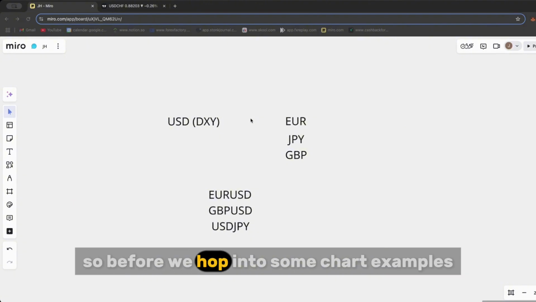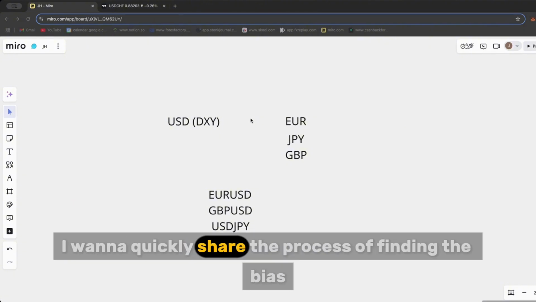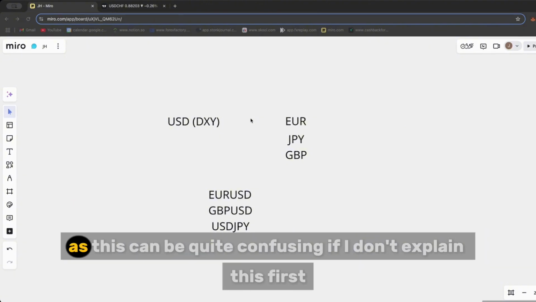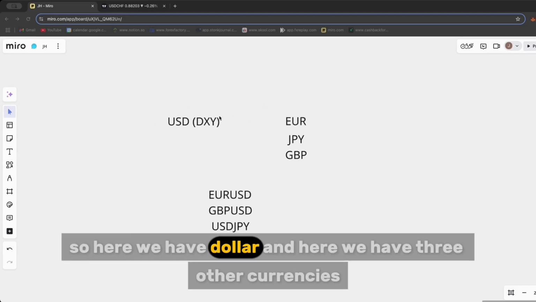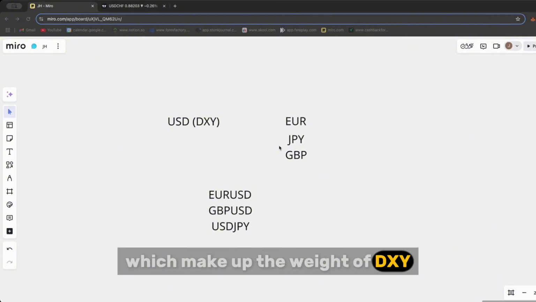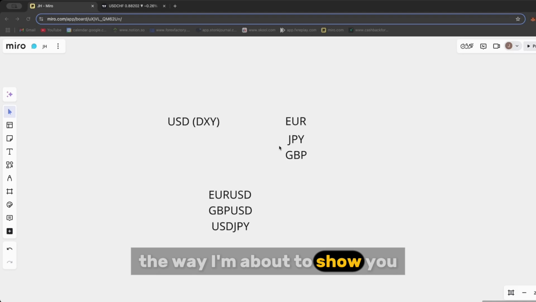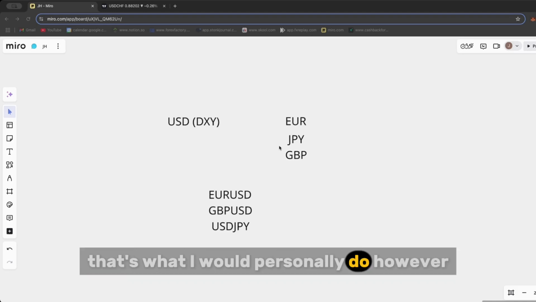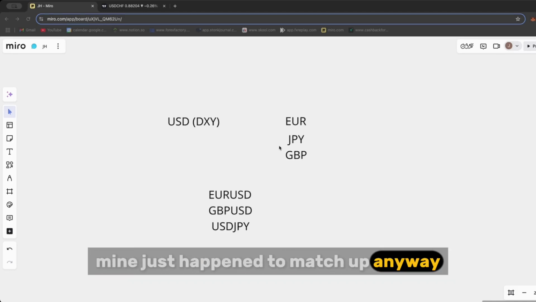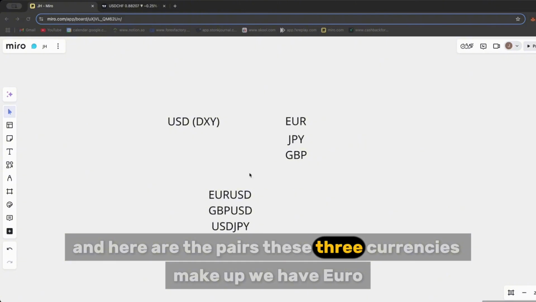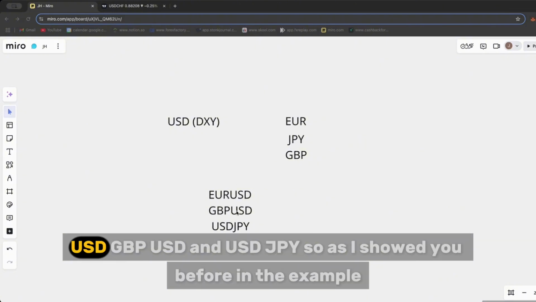Okay, so before we hop into some chart examples, I want to quickly share the process of finding the bias, as this can be quite confusing if I don't explain this first. So here we have dollar, and here we have 3 other currencies which make up the weighting of DXY. Although you can really trade any pair against DXY the way I'm about to show you. And here are the pairs these 3 currencies make up: Euro USD, GBP USD, and USD JPY.